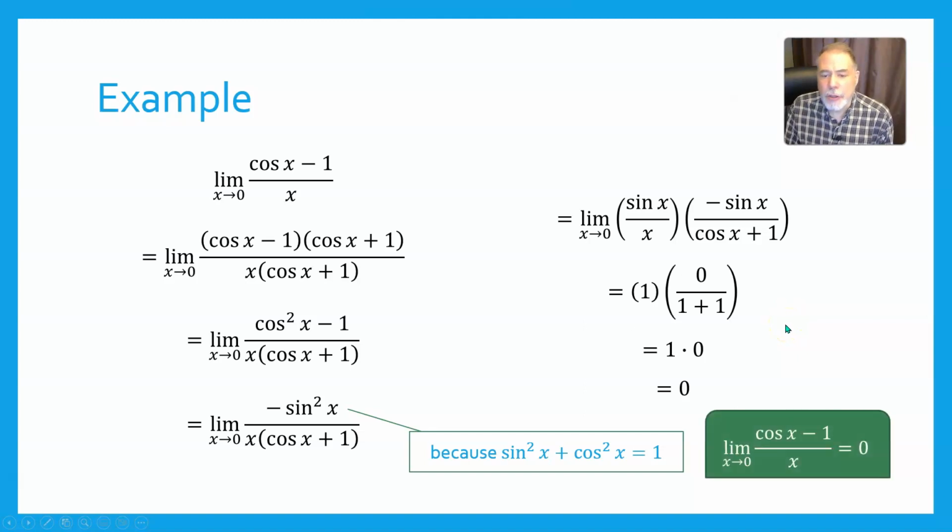So it turns out that the limit as x approaches 0 of the cosine of x minus 1 over x, that limit is 0. And some calculus textbooks present this as a theorem in its own right. So you can take this as a theorem, and if it ever comes up in solving some other limit problem, you can say, oh, we have the limit as x approaches 0 of cosine x minus 1 over x. I know what that limit is. It's 0.